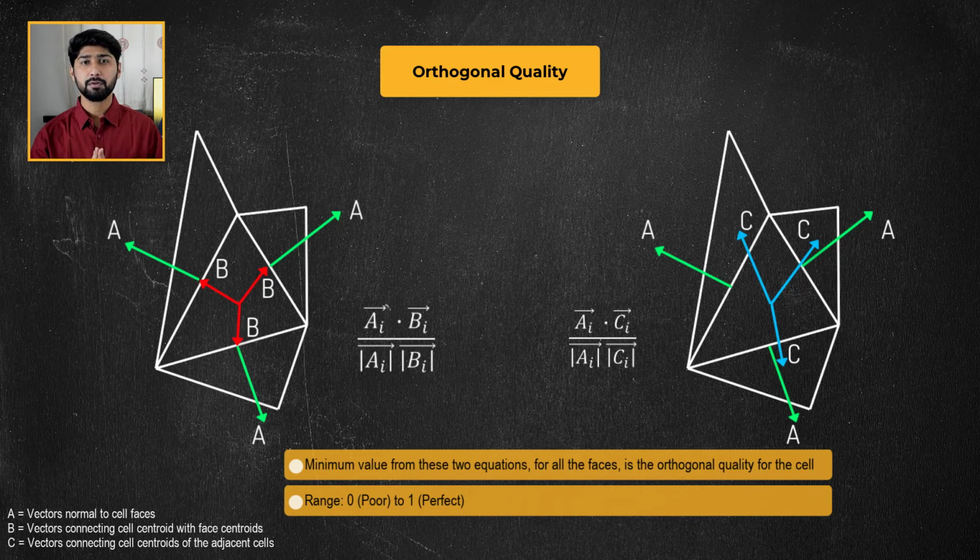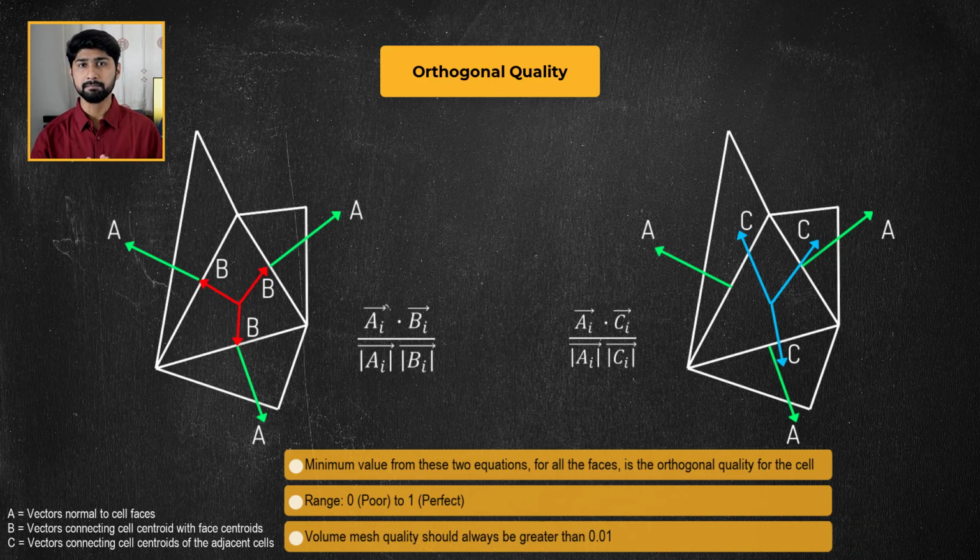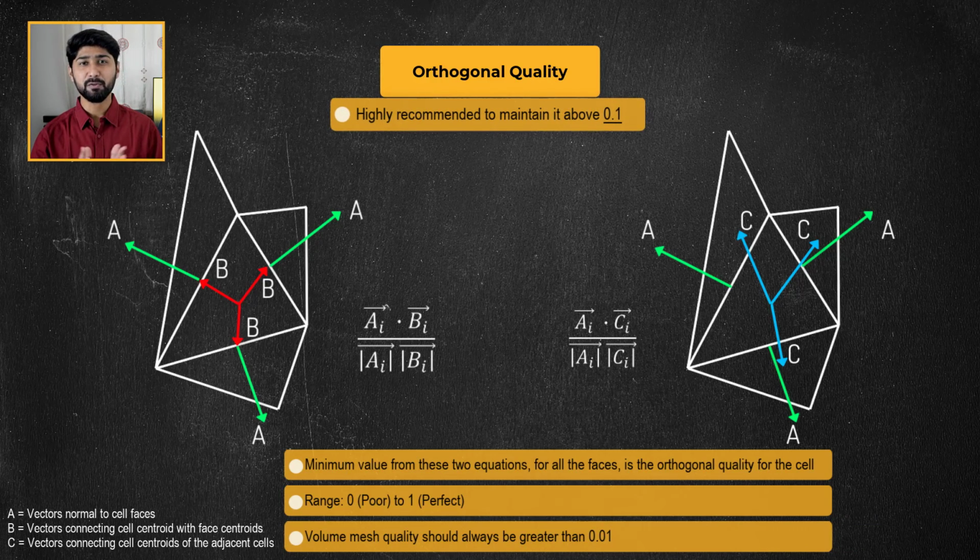A mesh should have minimum orthogonal quality always greater than 0.01, but it is highly recommended to maintain it above 0.1 whenever possible. Let us now understand how to check and improve the mesh quality in the Ansys Fluent Meshing watertight workflow with the help of a demo problem.